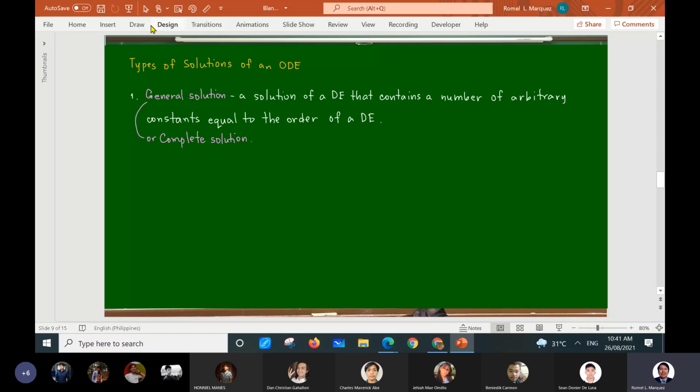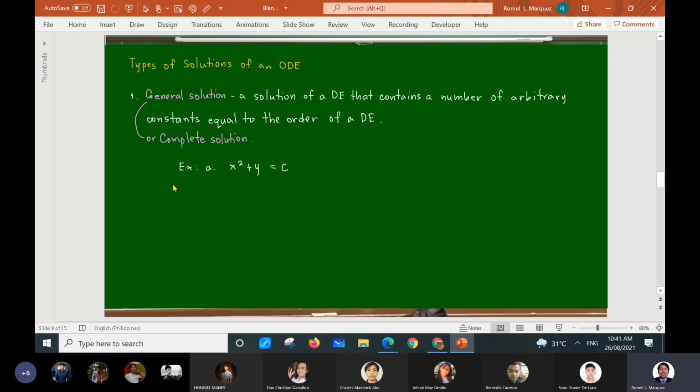For instance, if I have a solution of this form, x squared plus y is equal to c. What can you say about this? This is a general solution because it contains an arbitrary constant, one in this case. And it is expected to be a solution of what? Since there is only one arbitrary constant, it is a solution of a first order DE.